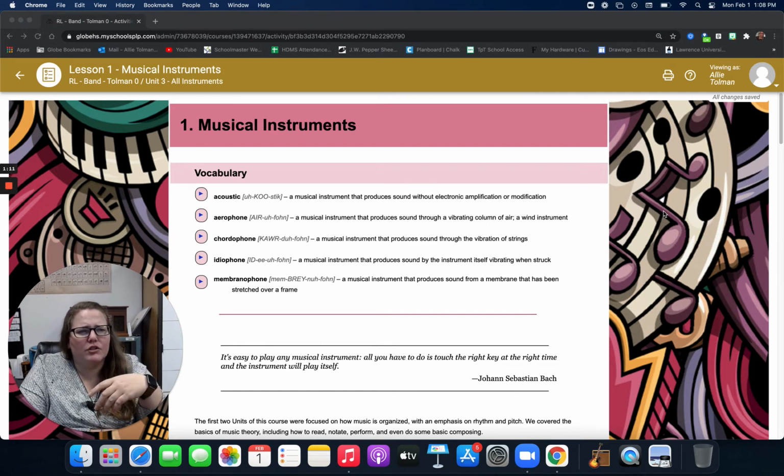Chordophone is a musical instrument that produces sound through the vibration of strings. So that's violin, viola. Idiophone is a musical instrument that produces sound by the instrument itself vibrating when struck. And a membranophone is a musical instrument that produces sound from a membrane that has been stretched over a frame, usually drums.